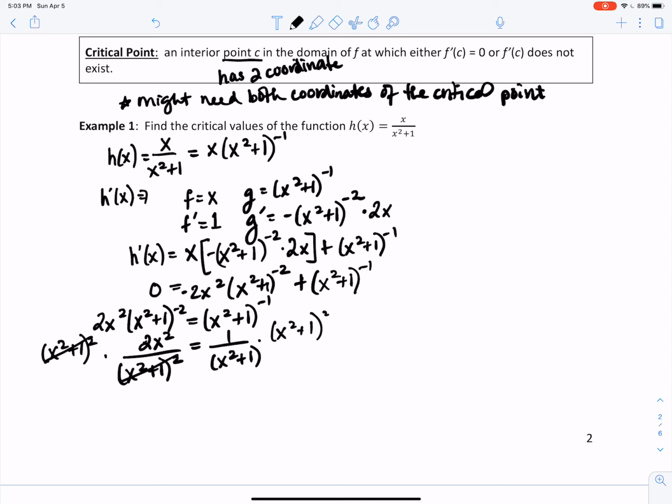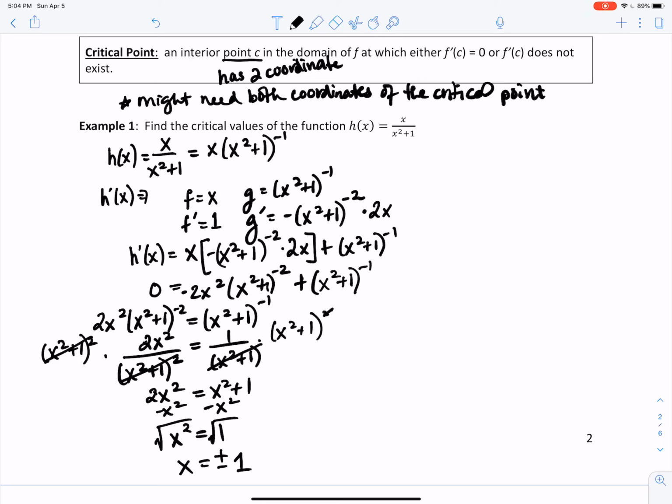So the left side cancels and I'm just left with the 2x squared. On the right side, the denominator cancels, but with only one factor, so I still have x squared plus 1 left in my numerator. Now I'm going to solve for x. So I'm going to subtract x squared from both sides. So I end up with x squared equals 1. If I take the square root of both sides, I end up with x equals plus or minus 1.